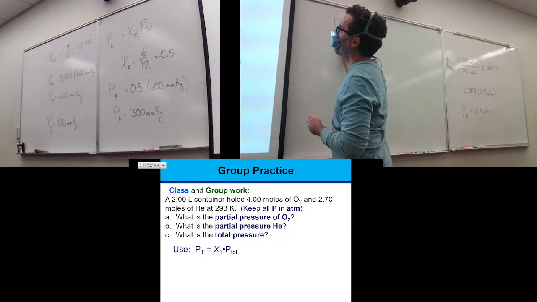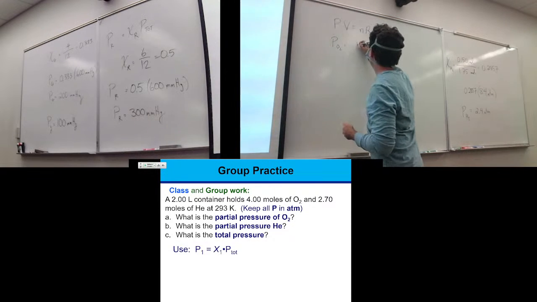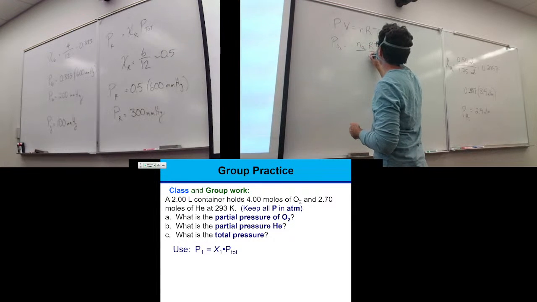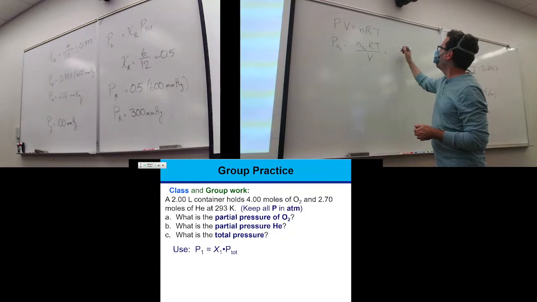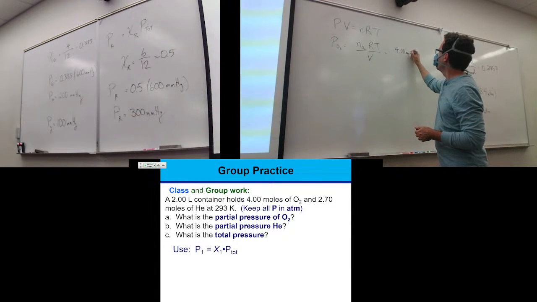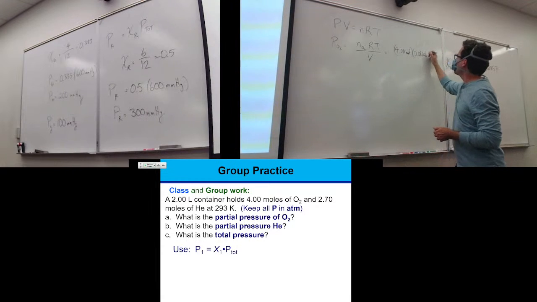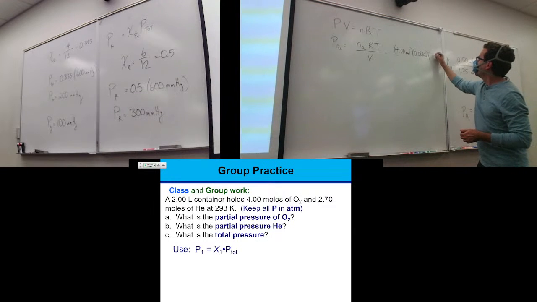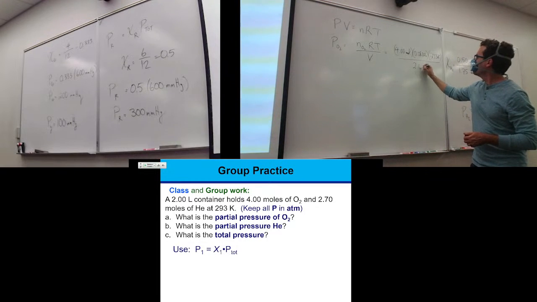So the partial pressure of O2 is going to be the number of moles of O2 times R times T over V. So moles of O2, 4 moles. R is 0.08206. I'm not going to put units because it's a pain to write them. 293 Kelvin is the temperature. And our volume is 2 liters.